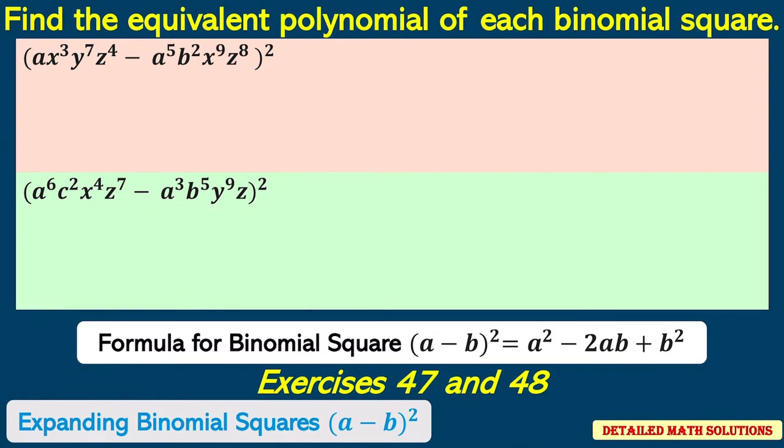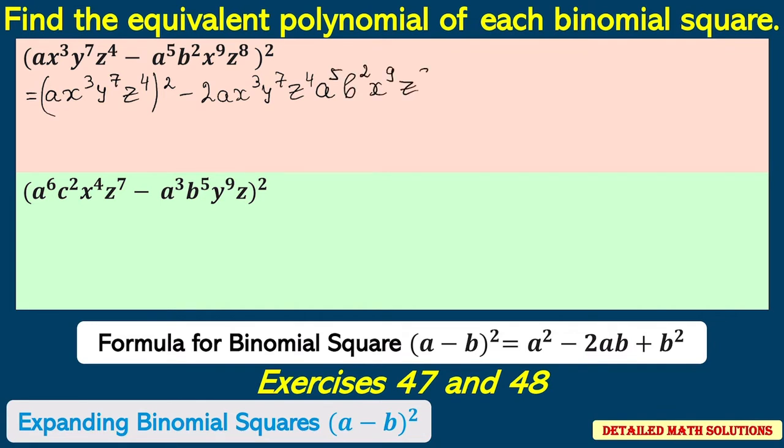Next exercise. When I apply the formula for binomial square, this equals (a x cubed y to the 7th power z to the 4th power) squared minus 2 times a x cubed y to the 7th power z to the 4th power multiplied by a to the 5th b squared x to the 9th z to the 8th power plus (a to the 5th b squared x to the 9th z to the 8th power) squared.